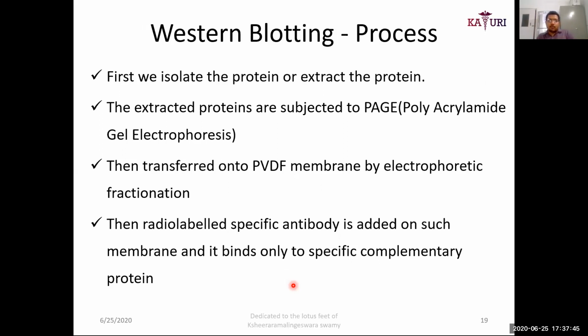The electrophoresis here is SDS-PAGE. Sorry for the mistake. It is SDS-PAGE, so sodium dodecyl sulfate PAGE, where the structure of the protein is mildly altered. The tertiary structure is taken off and the sample is subjected to SDS-PAGE and the proteins are separated onto a gel.